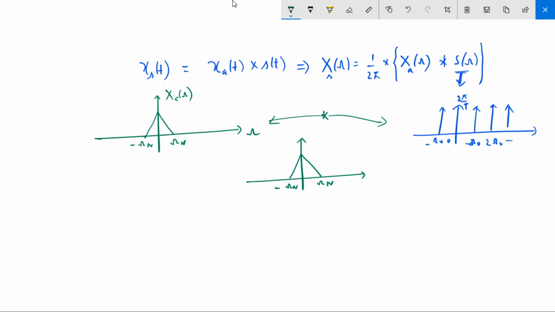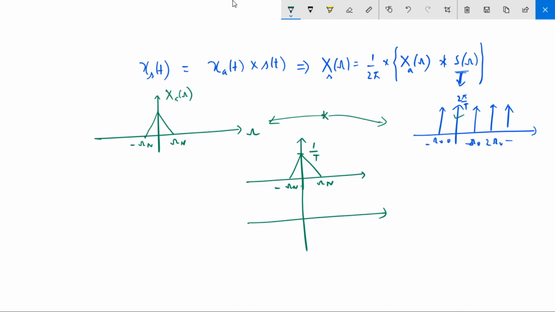This is due to the convolution between the original spectrum and this impulse. Okay, and what will be the magnitude? If in place of s omega you write 2 pi by t, the 2 pi will get cancelled, and you will just get this height as 1 by t. This is one part.